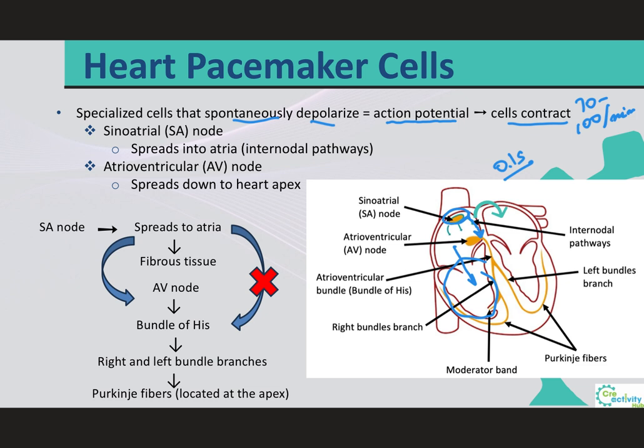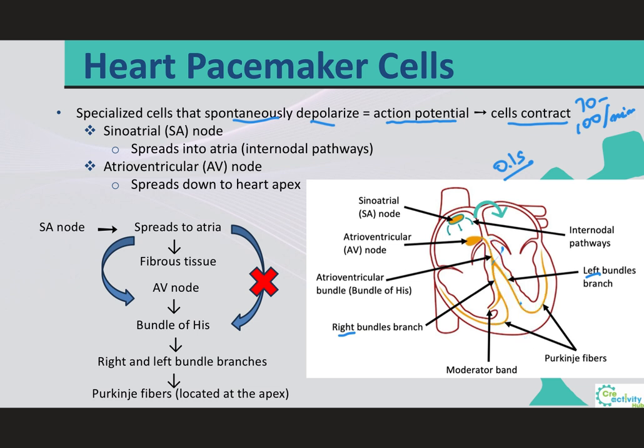And after this 0.1 second, the action potential will be able to spread down the AV node, and we can see from this image that it goes down into what we call the bundle of His, which is located in the interventricular septum. And this bundle of His will then branch out into the left and right bundle branches, and then they will send electrical signals through the ventricular heart muscles, and as it reaches the apex of the heart, this action potential then tells the heart muscle to contract.